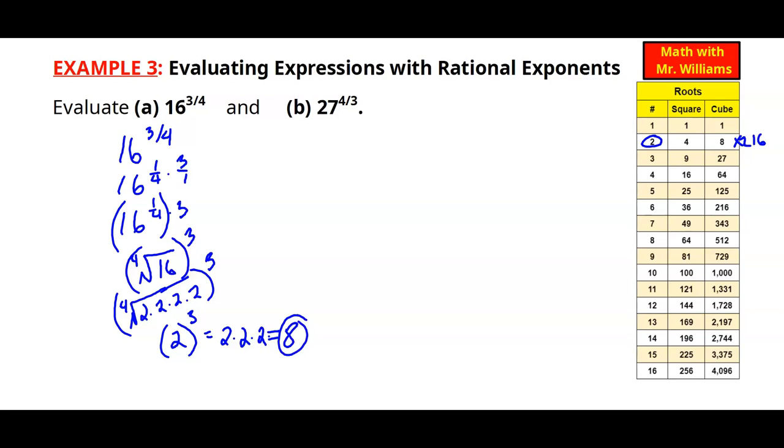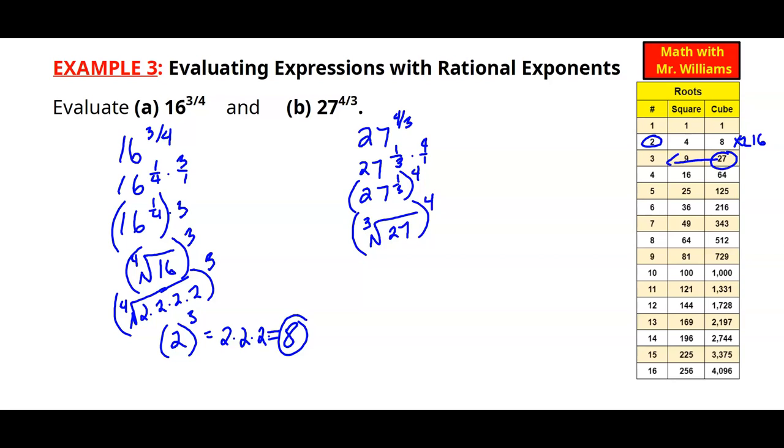All right, on to the next one. So here we have 27 to the 4/3, and we're going to break that up using our power property, giving us 27, and we're going to have that denominator first, times that 4/1. Rewrite it again as 27 to the 1/3, to the 4th. So now we have the cube root of 27 to the 4th power. We know that 27 is an easy one because it goes all the way back to 3. So we can rewrite this now as just 3 to the 4th.